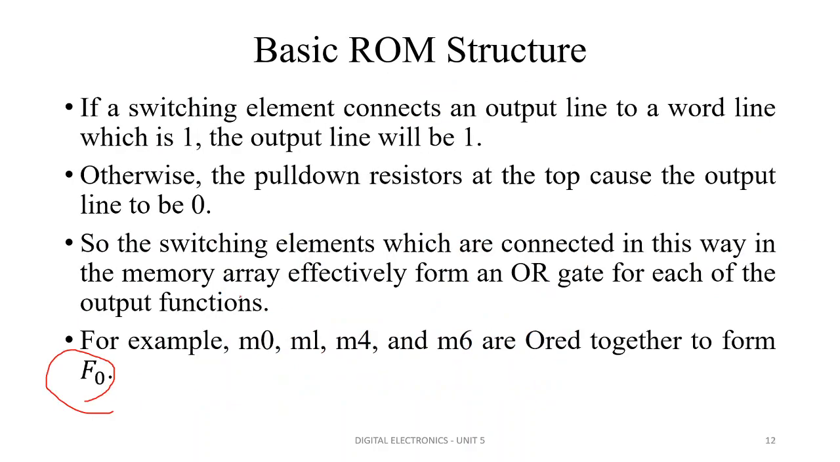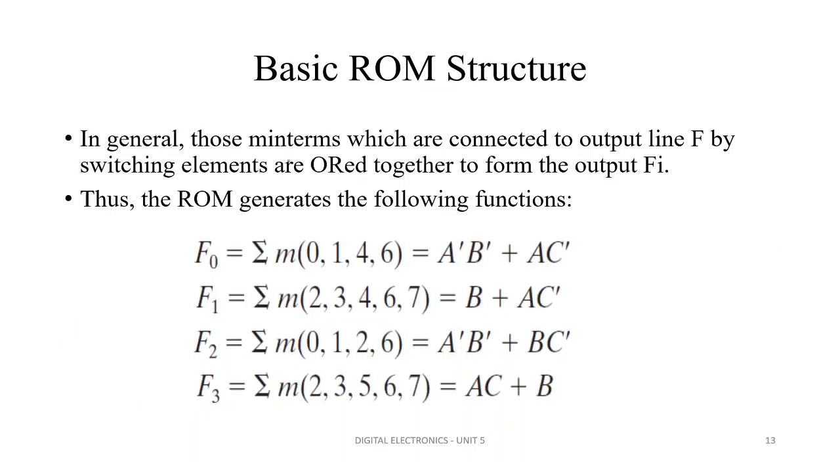Whatever combinations I'm going to have, in general, those minterms which are connected to output line Fi by switching elements are ORed together to form the output Fi. Whatever inputs I have, I take them to the output, so ORed outputs will be present. For F0, the minterms are 0, 1, 4, 6. F1 is 2, 3, 4, 6 and 7, F2 is 0, 1, 2, 6, and F3 is 2, 3, 5, 6 and 7.